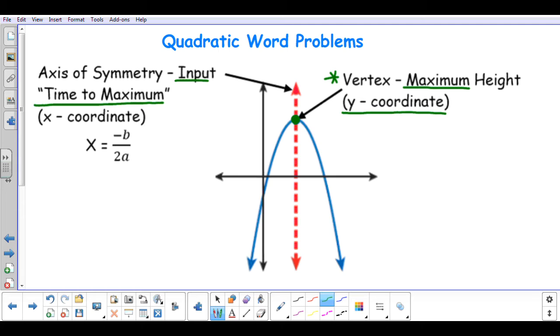So that's going to be that axis of symmetry value, that's going to be that x-coordinate that goes into the vertex. So those are the only two questions that you can see right now, whether it's going to be time to our maximum or what our maximum is. So you're either going to be finding the x-coordinate or the y-coordinate of the vertex.